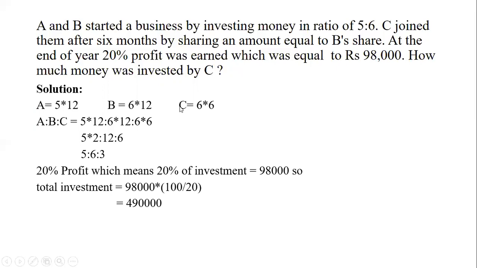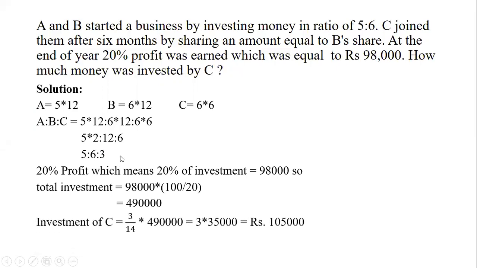Out of this 4,90,000, how much amount was invested by C? So we know 5 is to 6 is to 3 is the total investment. C invested 3 out of 3 plus 5 plus 6, which is 14. So 3 by 14 into 4,90,000. So we'll get our answer as 1,05,000.